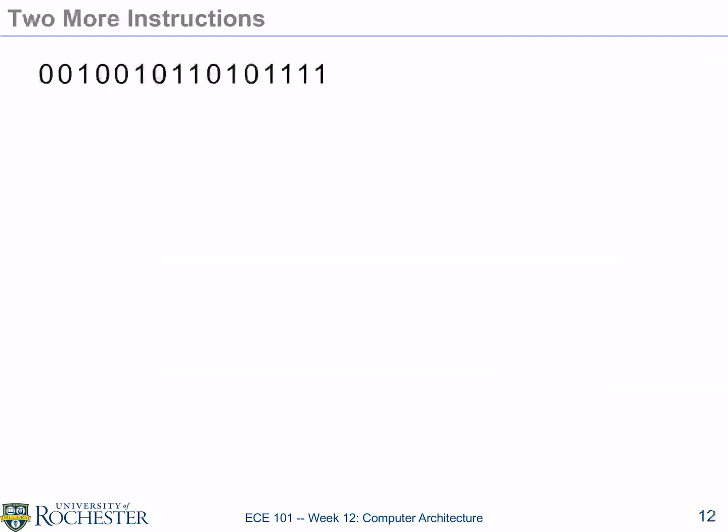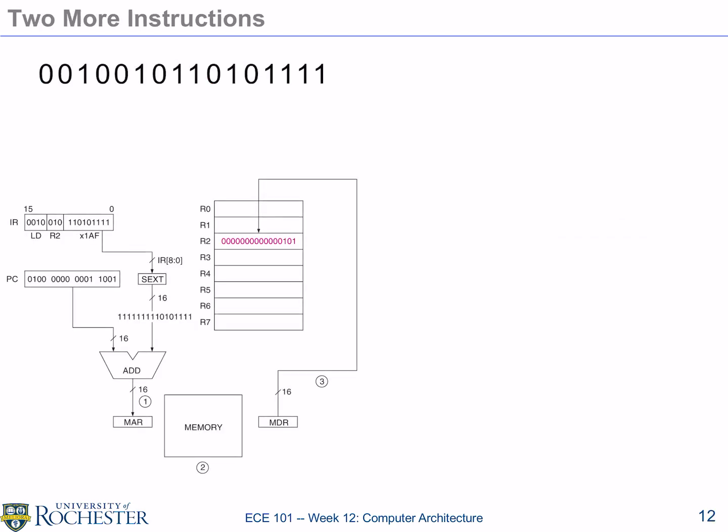Next, 0010. If you look at the table again, that's sort of in the middle of the table. It's a load. In this case, it's a load with register R2 as the destination and the long 9-bit offset. So that's a PC offset.